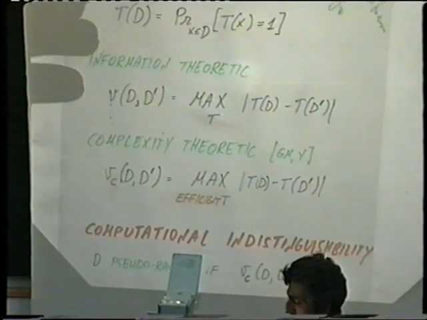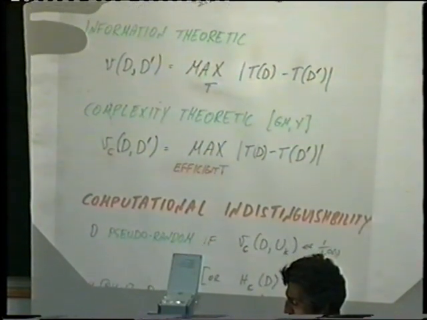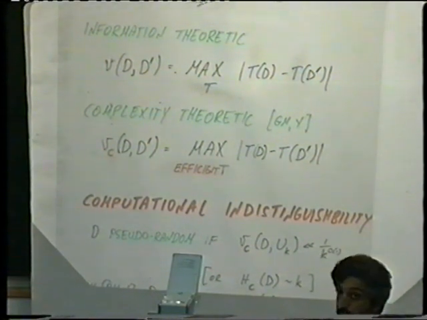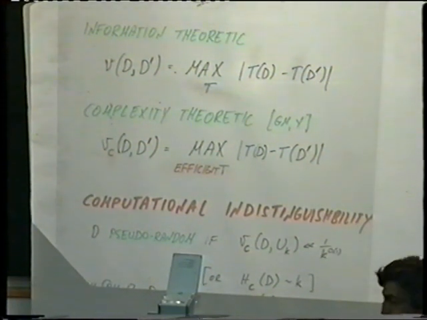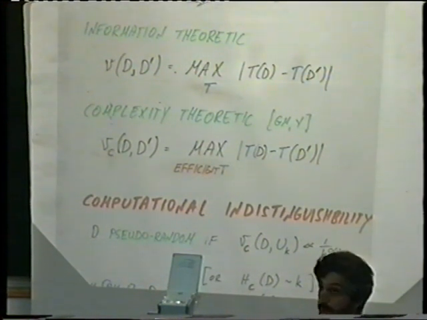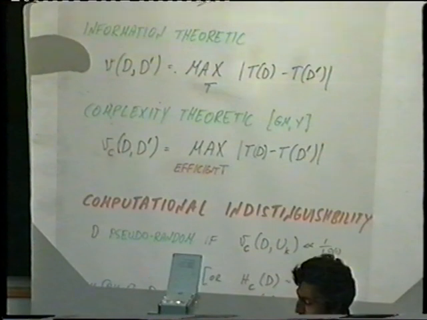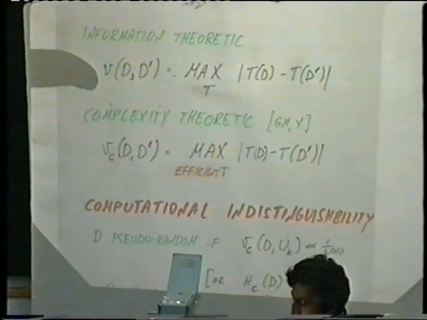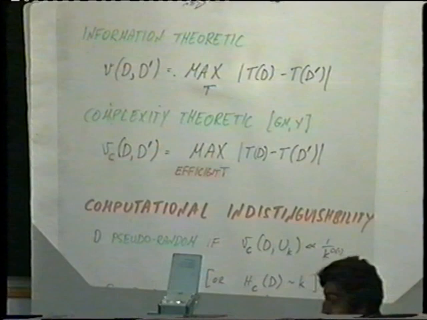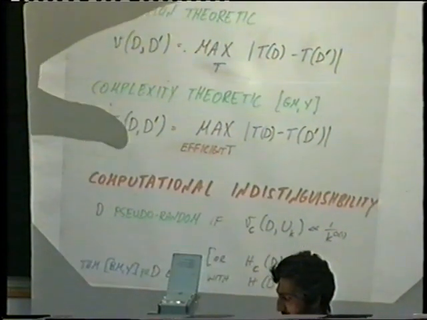In a similar way, sometimes it's easier to talk about, in a similar way you can define computational entropy if you want. You say that something is pseudo-random if its computational entropy is roughly k minus 1 over polynomial. The main question is, you can make as many definitions as you want. Is it meaningful? I mean, do you get anything new? That's the question. And the answer is, a huge yes.